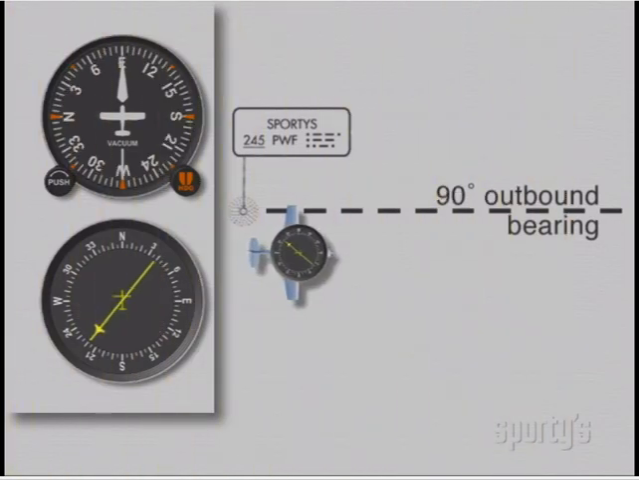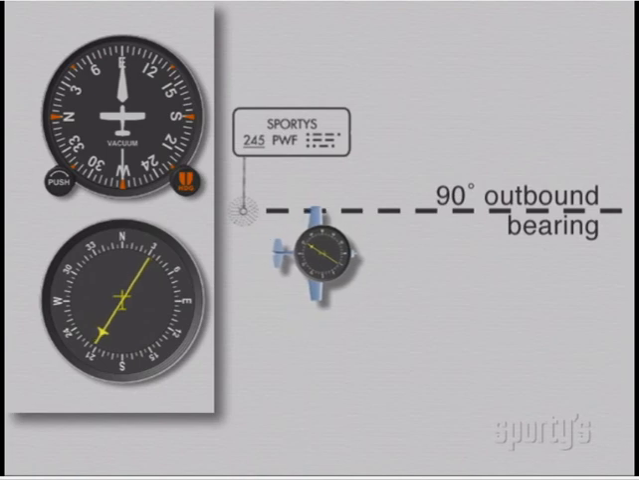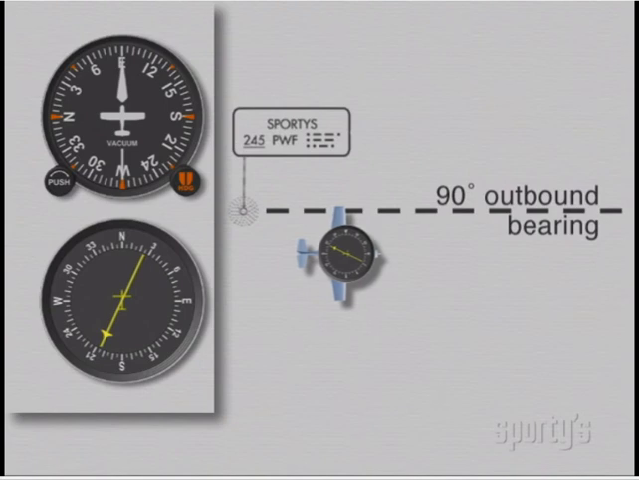To intercept an outbound bearing, determine the number of degrees the ADF is off the tail position when flying the heading that corresponds with the desired track. Say the ADF is 20 off to the left.